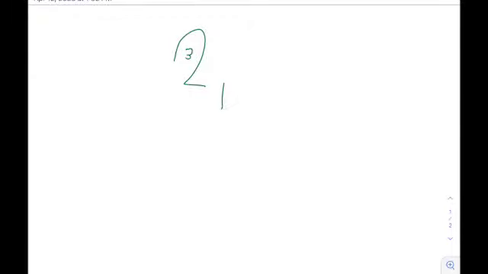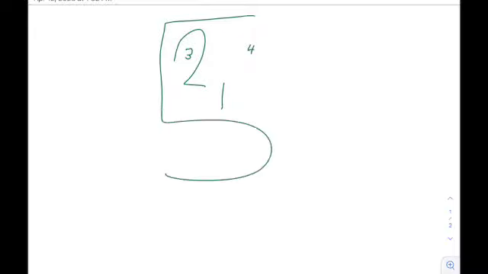Draw a 4. That's the trochlear nerve. It also has to do with eye movement. Then draw a large number 5. That's the trigeminal nerve. It has to do with touch and pain and chewing. That's why it makes the mouth. Draw a 6. That's the abducens. It has to do with eye movement.